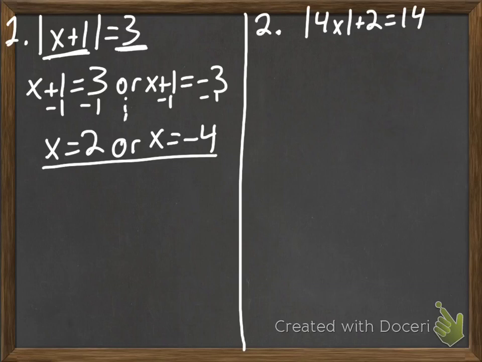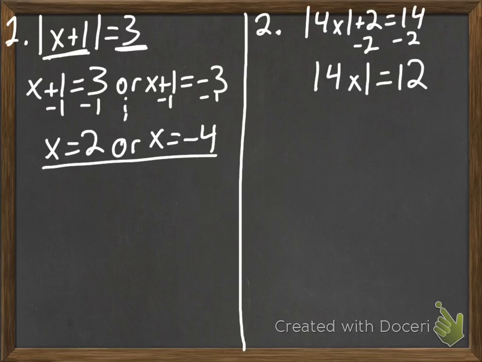Example 2. Sometimes you'll run into situations where there will be a number outside the absolute value. You cannot do that split of the absolute value until you get rid of everything outside of it. So we cannot split this until we get rid of that plus 2. So all we do is we just subtract 2 to begin, so that we get the absolute value of 4x equals 12.